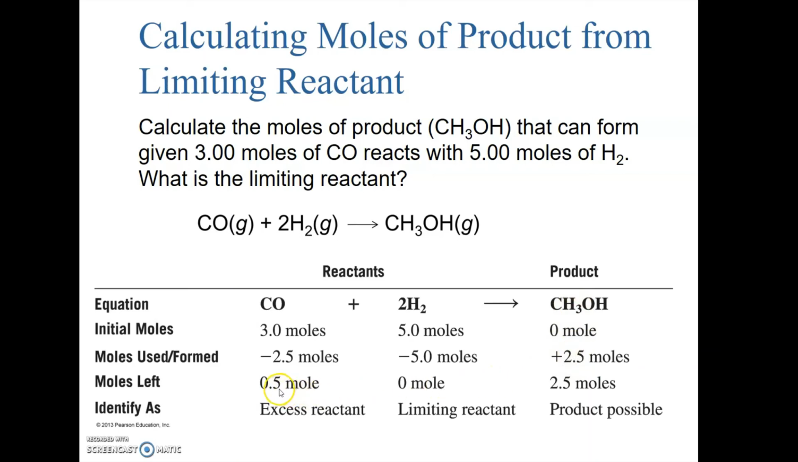After the reaction is done, we still have 0.5 mole of carbon monoxide left. Therefore, carbon monoxide is the excess reactant. We don't have any hydrogen left. Therefore, hydrogen is our limiting reactant. And this number was produced in the reaction, and this is the amount of the product that is formed.